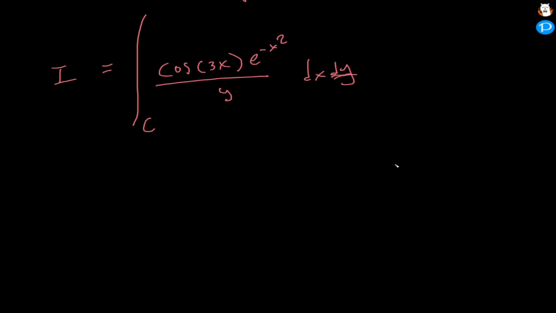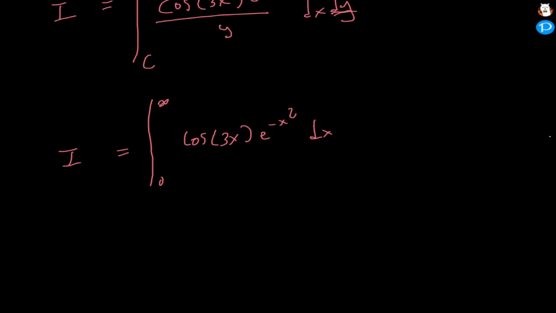Okay. And so let's do that. We'll just get ln of y evaluated at 1 and e, so we know that's just going to be equal to 1. And so we just have these bounds for x, which is just going to be the integral of cosine of 3x e to the minus x squared dx is equal to I.